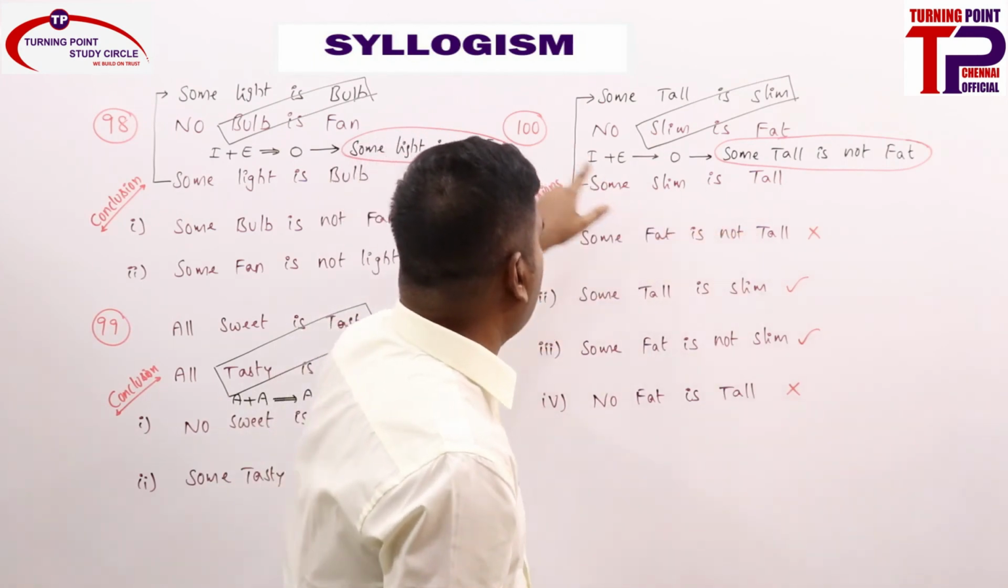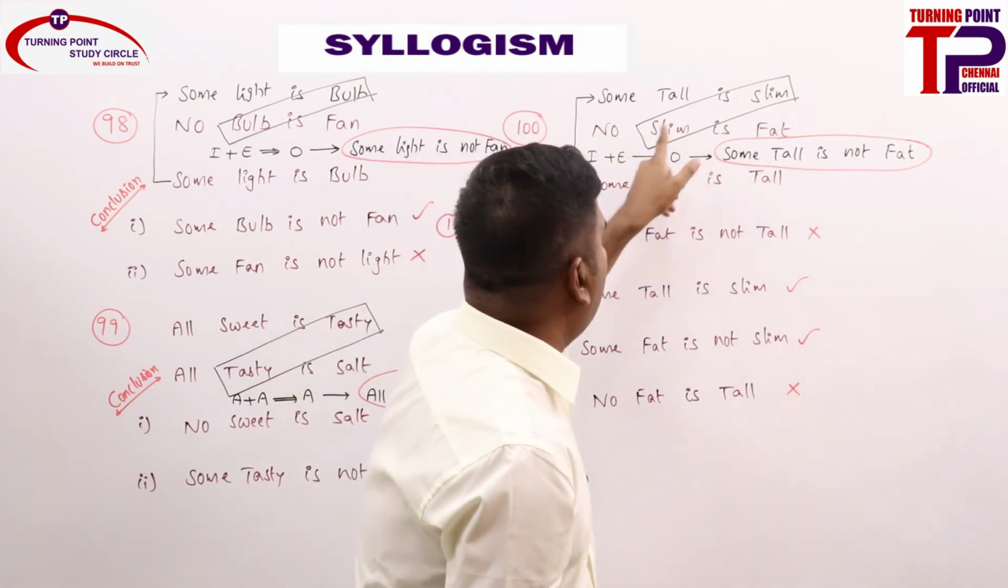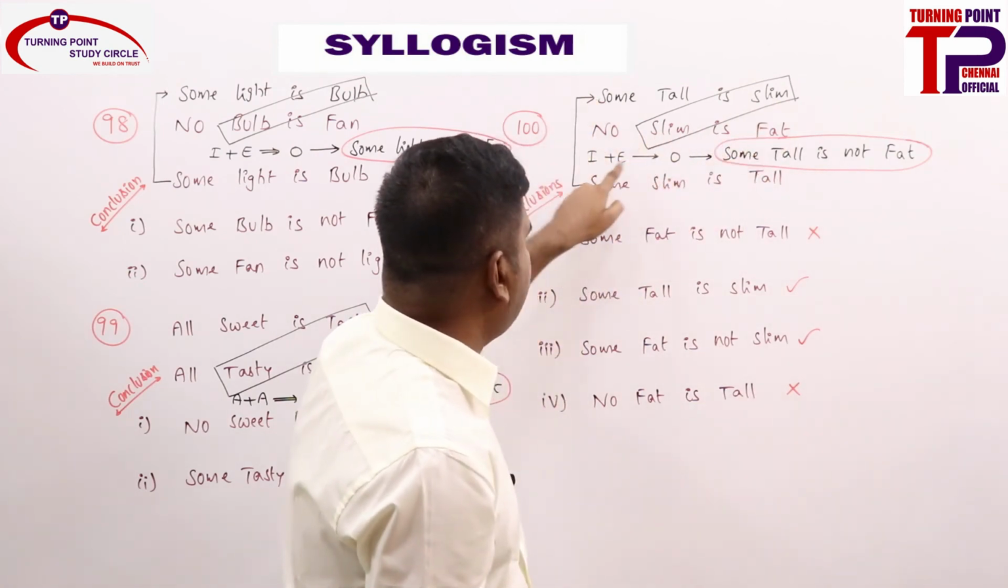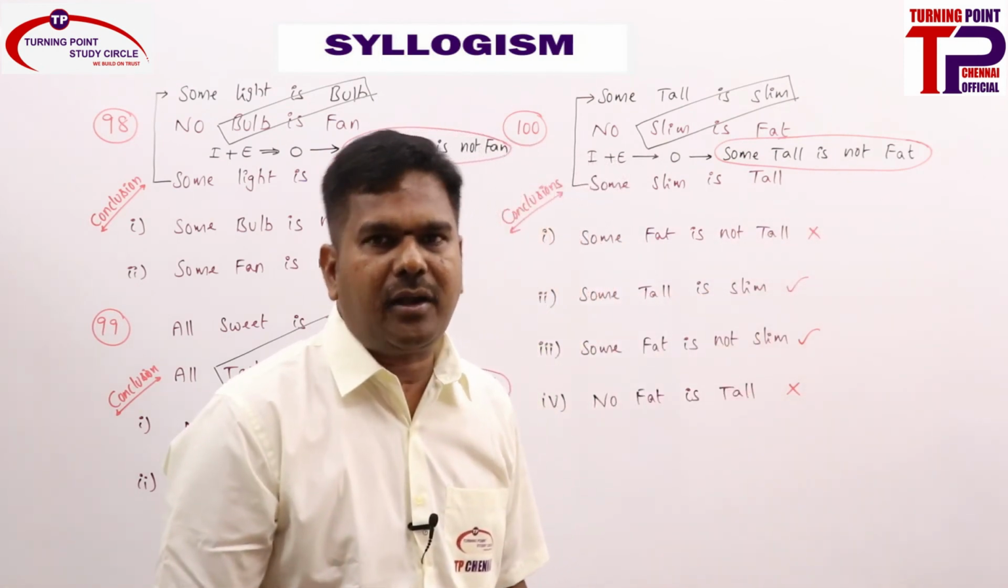Here, some slim is tall can be converted as some tall is slim. And this one, no slim is fat. It has been properly aligned now. I plus E is O. You will be getting some tall is not fat. Some tall is not fat.